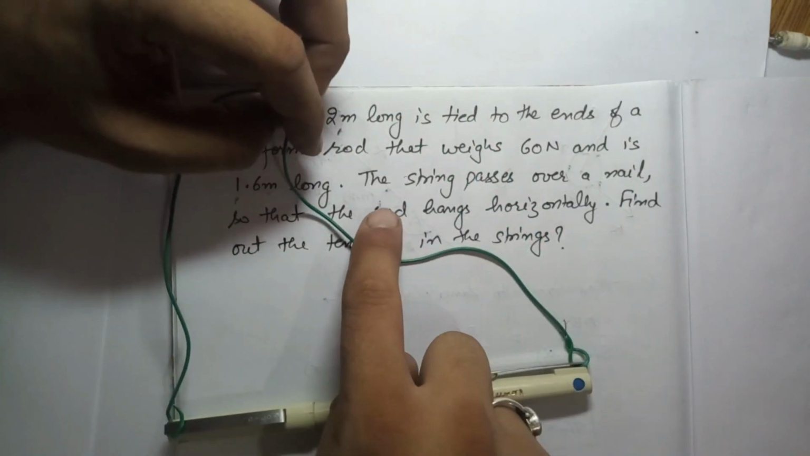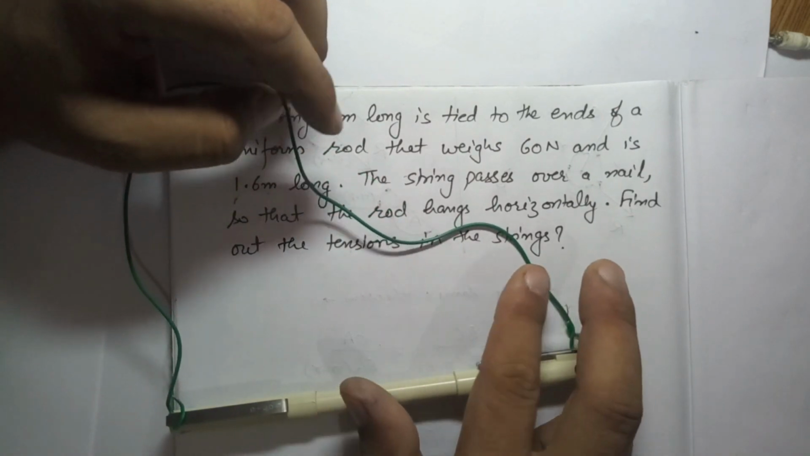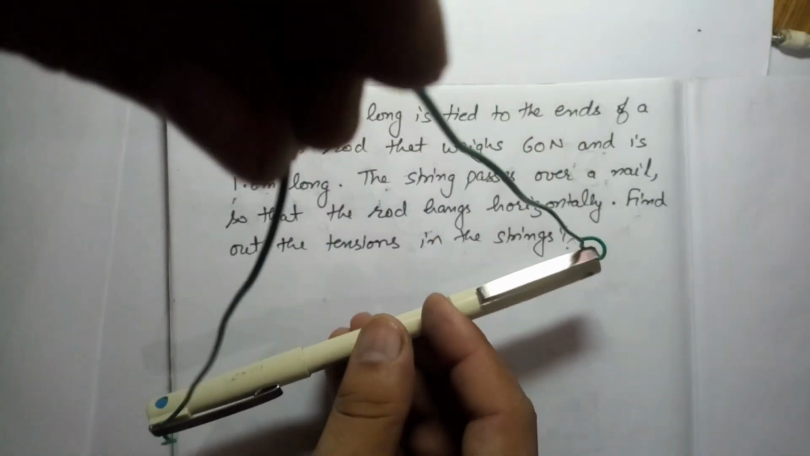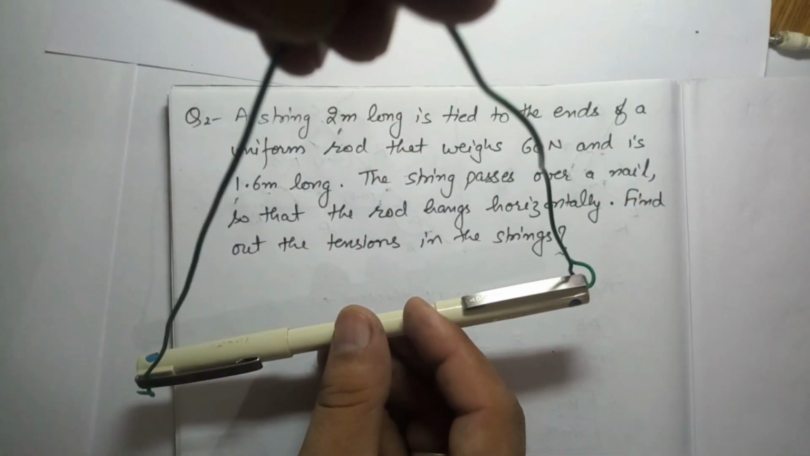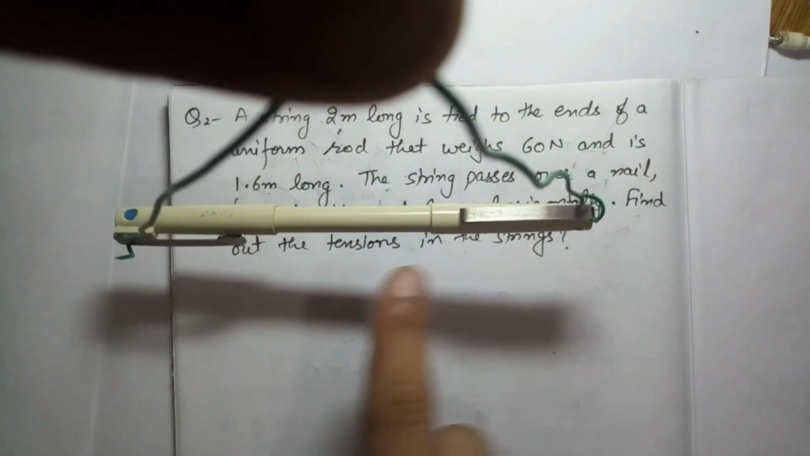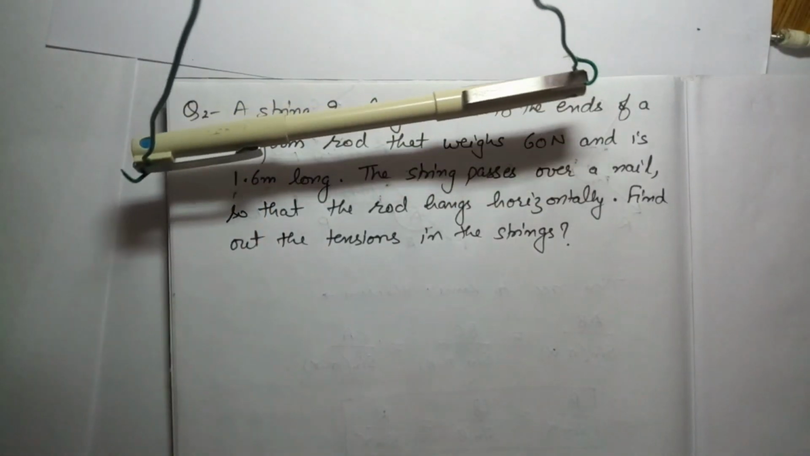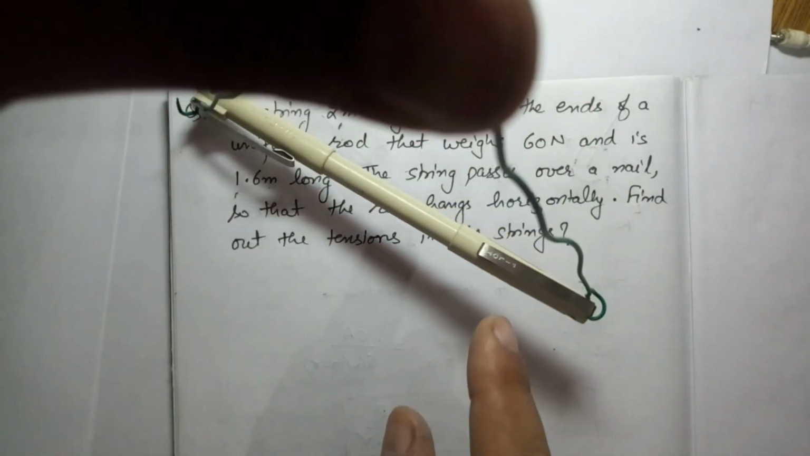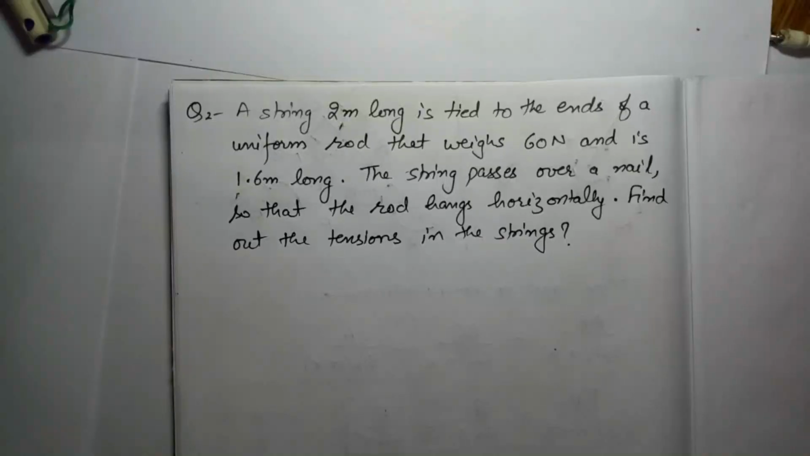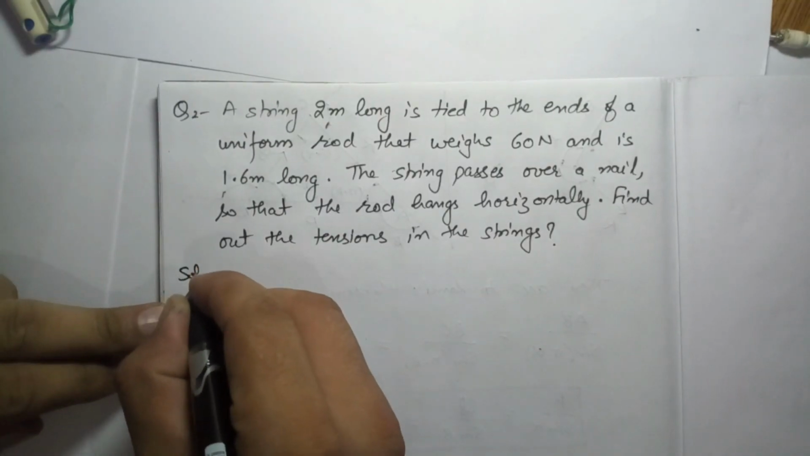Now the second part of the question is the string passes over a nail so that the rod hangs horizontally. It means it is hanging like this. So this string is passing over a nail like this so that this rod hangs horizontally. Now we have to find out the tension in the string, so we have to find out the tension in this part of the string and in this part of the string. First of all, we will draw a free body diagram as per the given question.